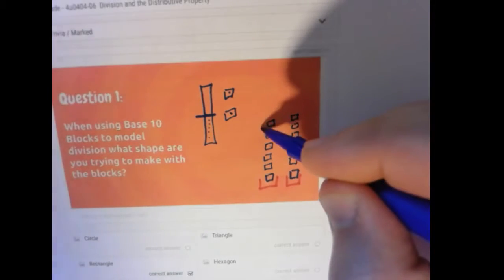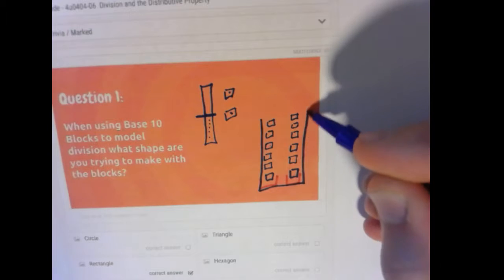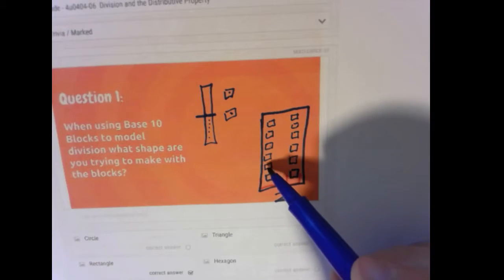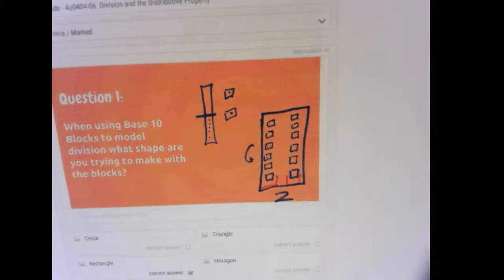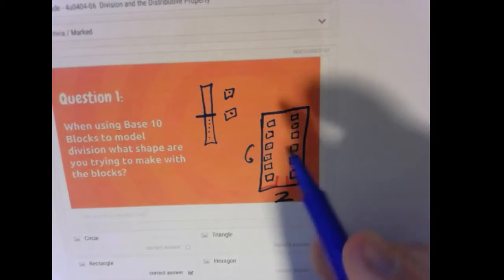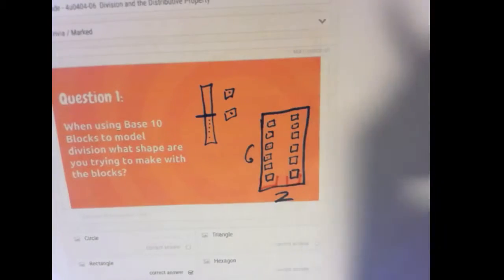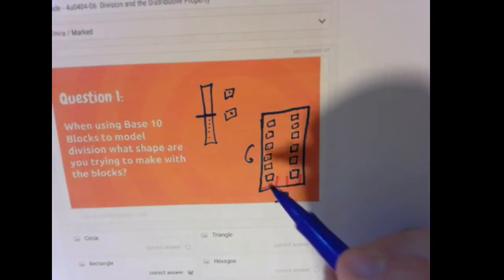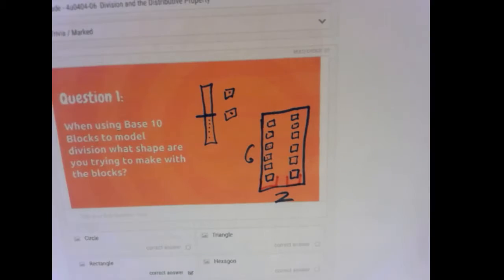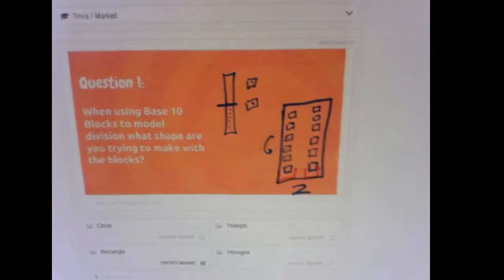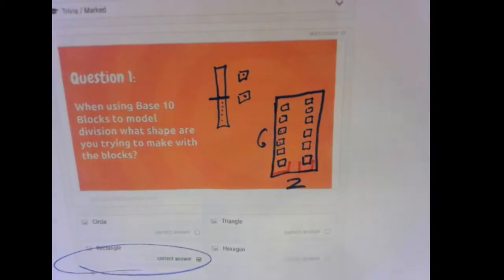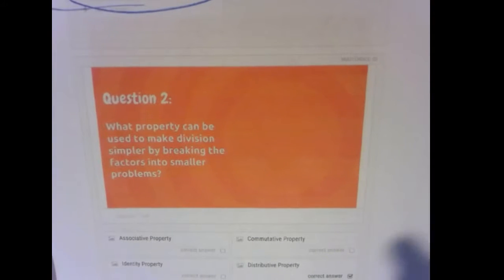We would have a rectangle, essentially, with dimensions of 2 and 6. So 12, a total of 12. We agreed there's 12 units before. 12 divided by 2 gave us 6, or 2 times 6 makes 12. So looking at how division and multiplication work together, it'd be a rectangle that we are looking for in that question.